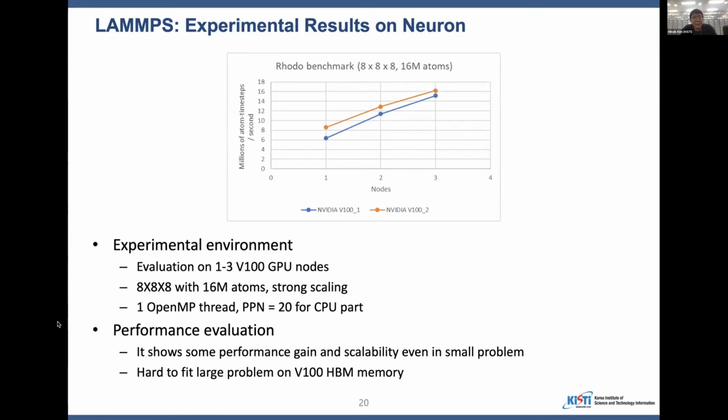In the case of the LAMMPS application, a GPU version was provided, so we were able to test it on Neuron, which is a GPU system, with MVAPICH2 GDR. Due to the limitation of the GPU memory capacity, it was difficult to conduct large-scale experiments. So we tested LAMMPS with the KOKKOS CUDA implementation. It shows some performance gain and scalability, even in small problem cases. But it was hard to fit a large problem on the V100 node in Neuron. So we will try again after the A100 based server is deployed.